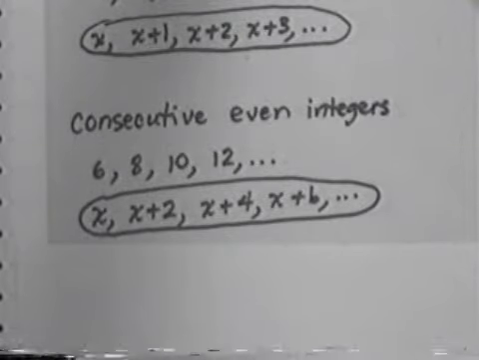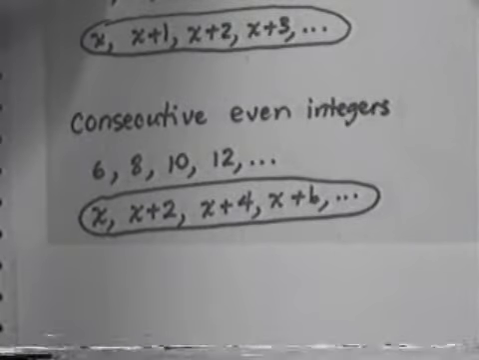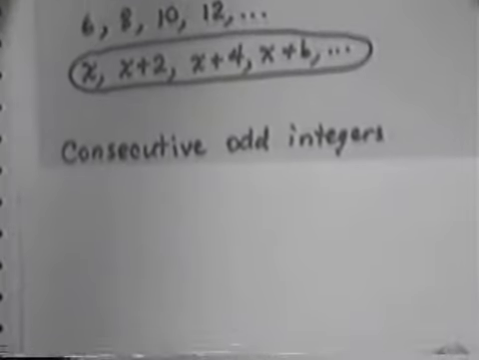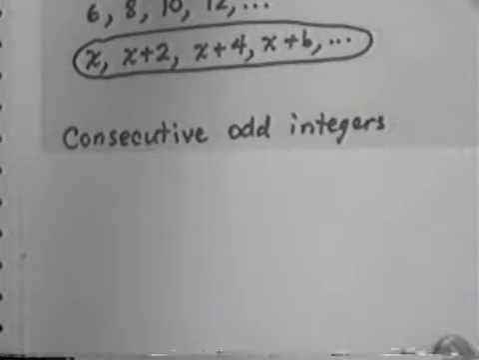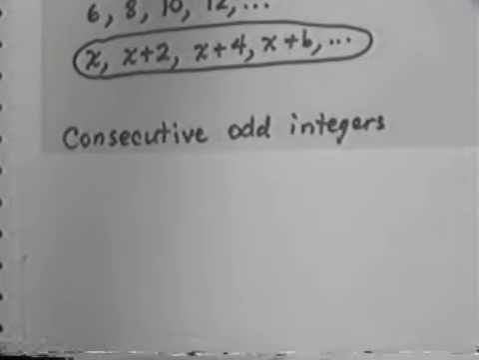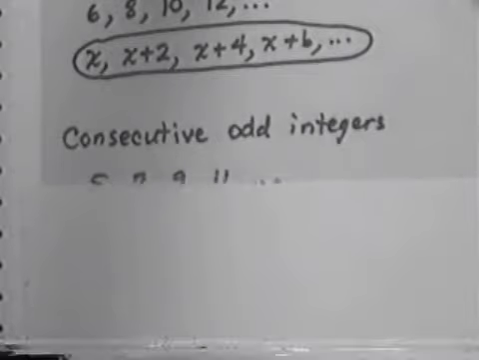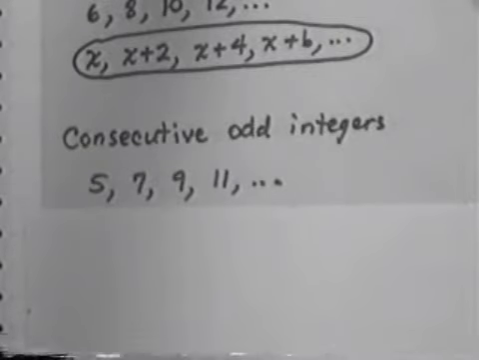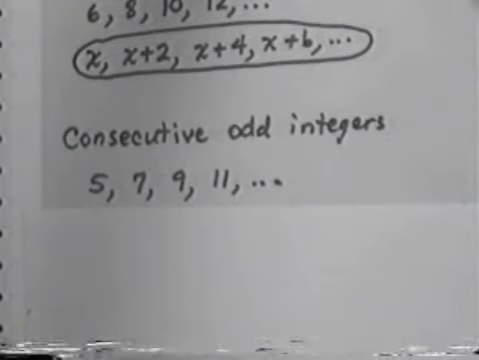Well, if integers are not even, they're odd, and so let's take a look at the formulas for consecutive odd integers. Odd numbers. Well, 9 is an odd number, -3 is an odd number, 251 is an odd number. Let's use 5 as a start. 5, then 7, 9, 11, 13, 15, and so on and so on.